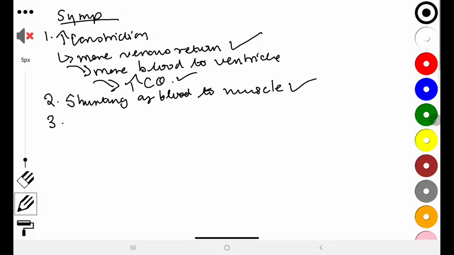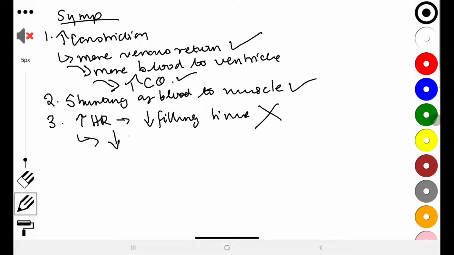So this is also good. Let's look at another consequence. Because you are increasing the heart rate, again, you're going to have a reduction in filling time. And a reduced filling time, this is a no-no. Why? Because as we have just explained, this is going to reduce cardiac output, and we don't want that to happen.